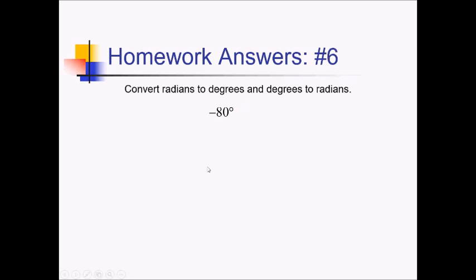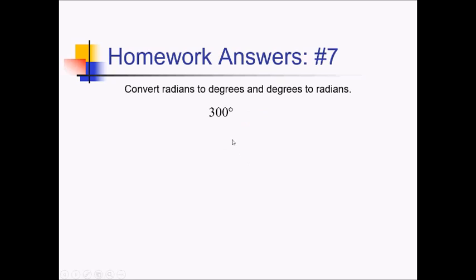For this one, trying to convert negative 80 degrees into radians, let's multiply it by pi over 180. And 80 and 180, those can both be reduced by 20. So this is negative 4 pi over 9.